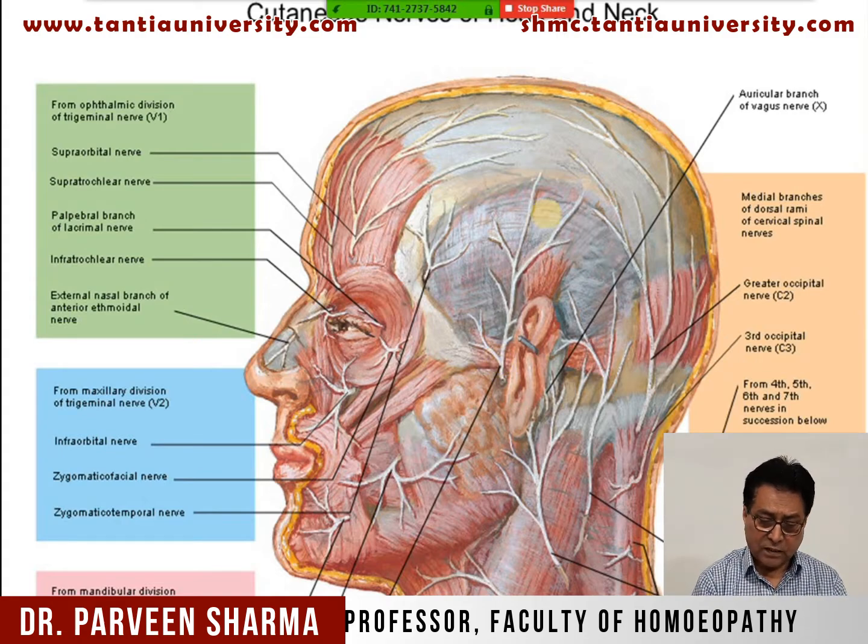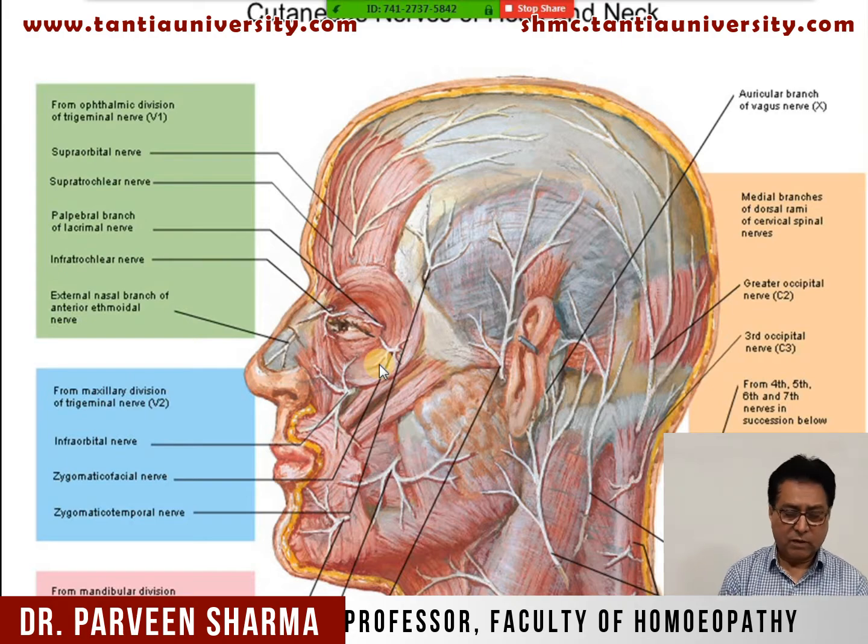The temporal branch supplies the frontalis muscle and the upper part of orbicularis oculi. Zygomatic supplies zygomaticus major, minor and the lower part of orbicularis oculi muscle. Then upper buccal supplies buccinator here. The lower buccal supplies the muscle around here. Marginal mandibular supplies the platysma. So in this way, this is the motor nerve.